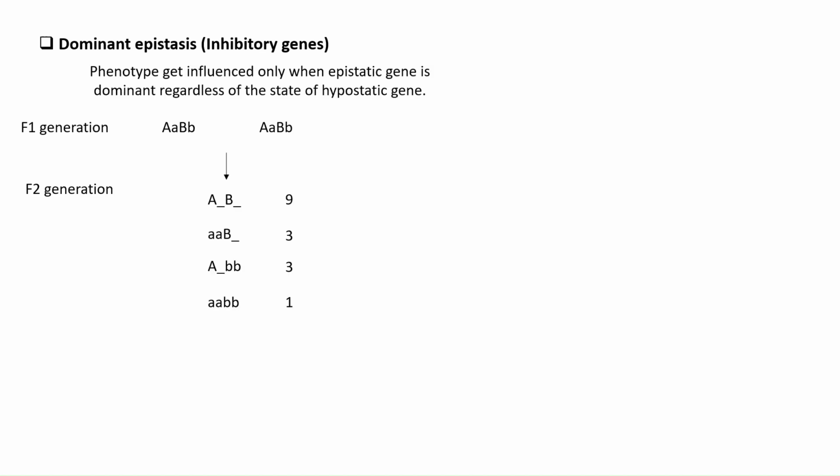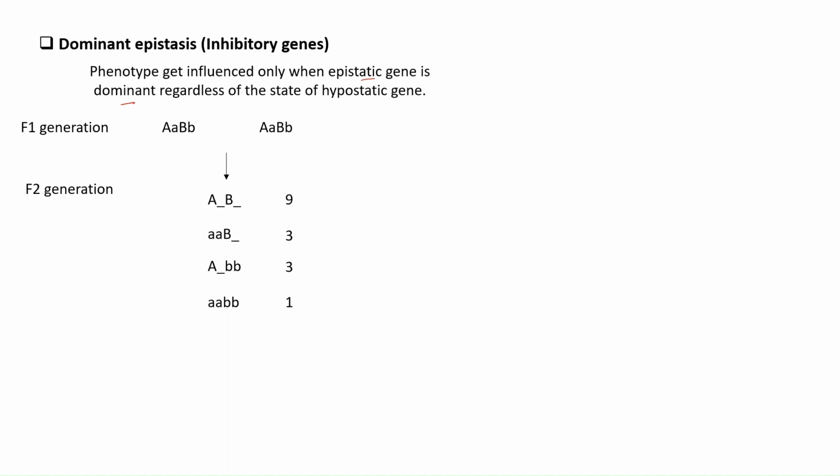We are going to study about dominant epistasis. In the last video, we learned about recessive epistasis, and now dominant epistasis is also known as inhibitory genes. Now, in dominant epistasis, the phenotype gets influenced when the epistatic gene is dominant. In the last video, in recessive epistasis, we learned that when the epistatic gene is in recessive condition, it affects the phenotype of the hypostatic gene.